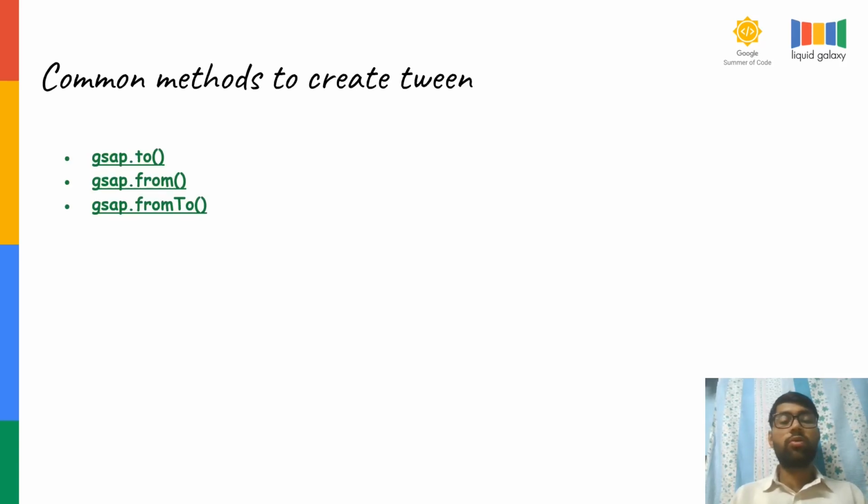The most common methods to create any animation in GSAP are gsap.to, gsap.from and gsap.fromTo. These are the basic animations. Now gsap.to needs three things. One is for providing an element.